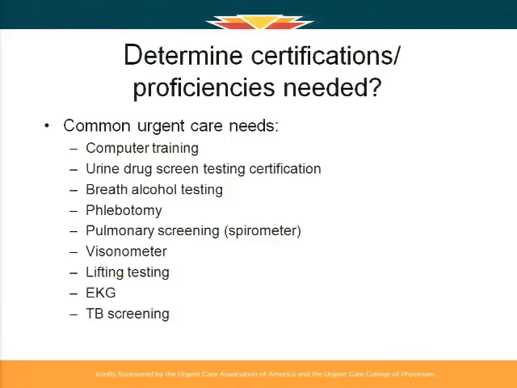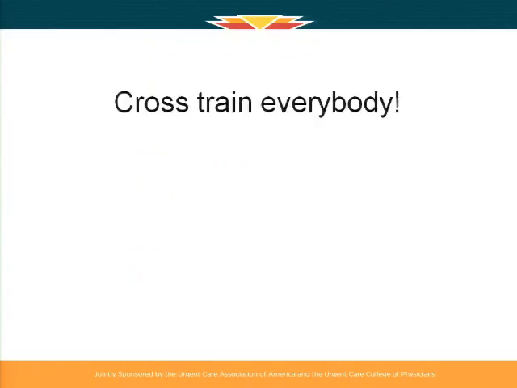And then visionometer, lifting tests, EKG, and TB screening. Those are just some of the things. Cross-train everybody. Like who? Well, everybody. So everybody should know how to do a drug screen. Everybody should know how to do a breath alcohol test. Those are non-invasive types of tests. Okay? Very easy to do. The rest may be a little more specific. Everyone, though, should be trained in the computer on how to register a patient and how to discharge a patient.